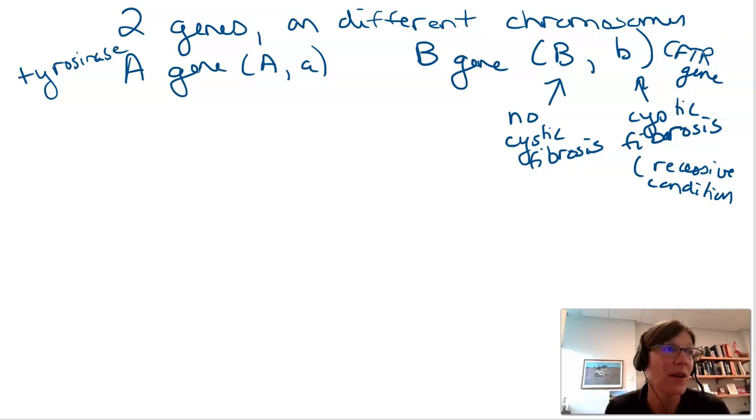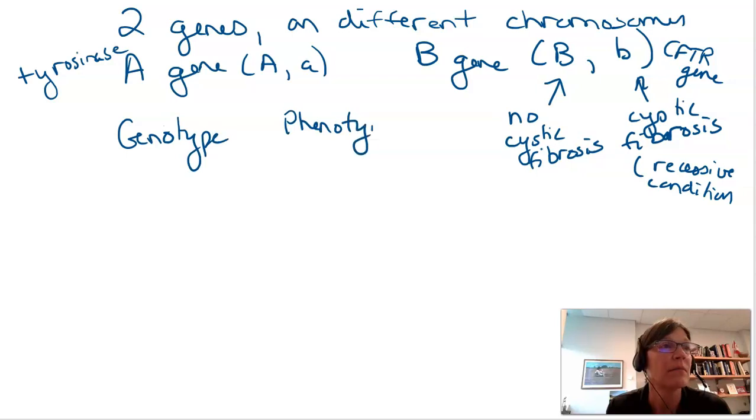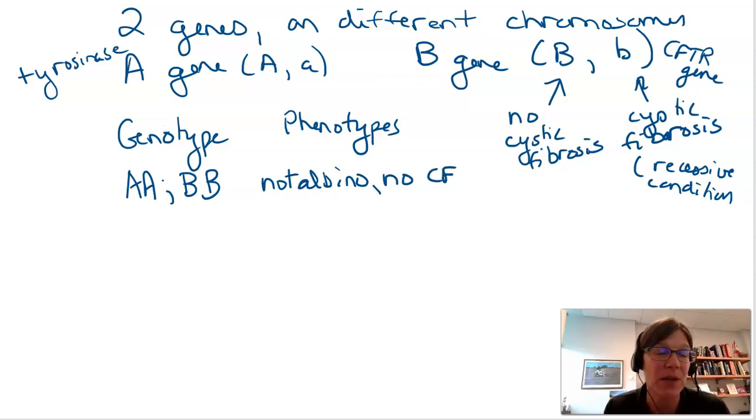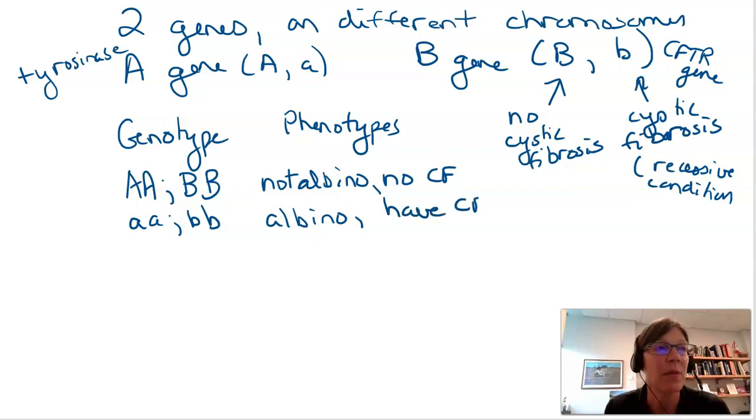So let's say now we've got a scenario where we have an individual. Let's look at genotypes and phenotypes. We've got two genes, and they're on different chromosomes, which we show by putting a semicolon in between. So let's say we've got this individual. They're homozygous dominant for the A gene and the B gene. And their phenotype in this regard is going to be not albino, and I'm going to say CF for cystic fibrosis, okay? If they were instead fully recessive at both genes, they would be albino, and they would have cystic fibrosis, okay?